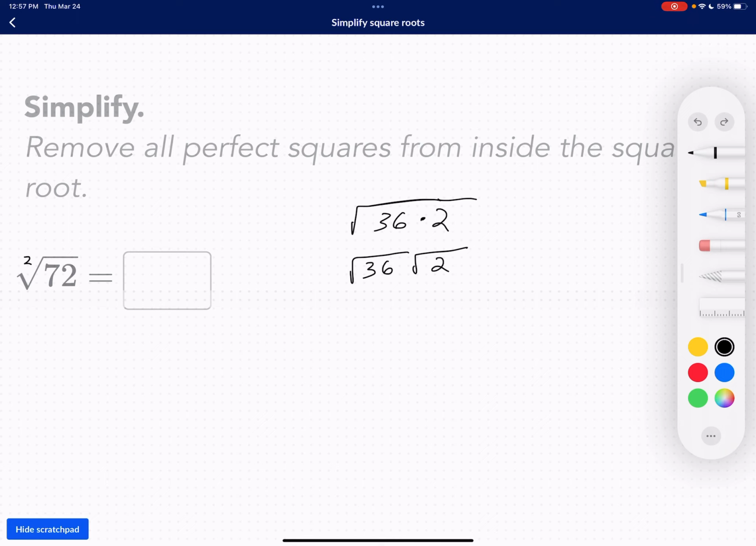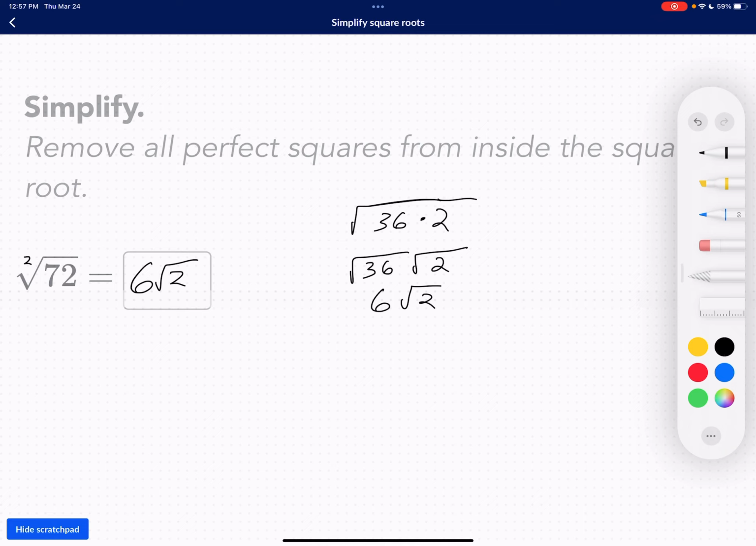But the reason we did this is because when we break up that radical, we know the square root of 36 is 6. And that would be your final answer, 6 square roots of 2. That's how you simplify radicals.